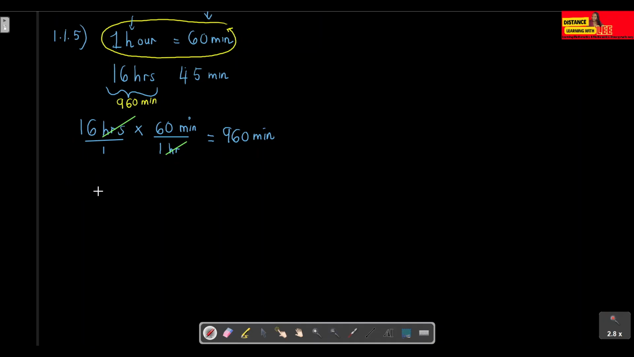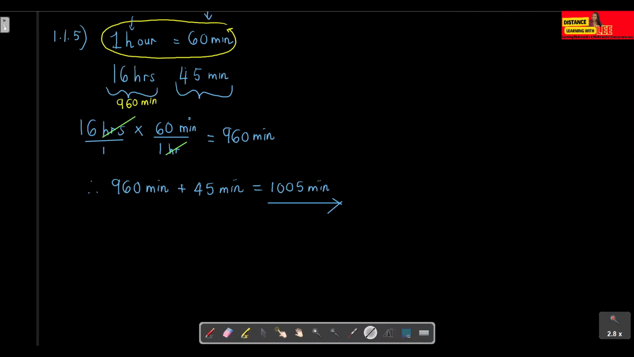So in this case, you're going to take 960 minutes plus these 45 minutes. If you punch that into your calculator, you'll find that you get 1005 minutes. So 16 hours and 45 minutes converted to minutes is just 1005 minutes.